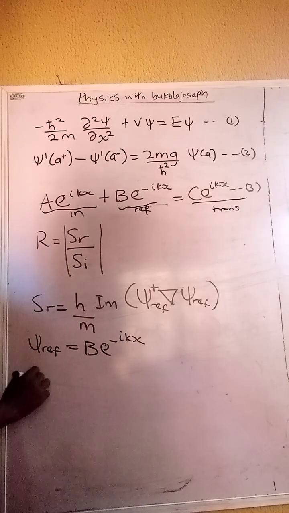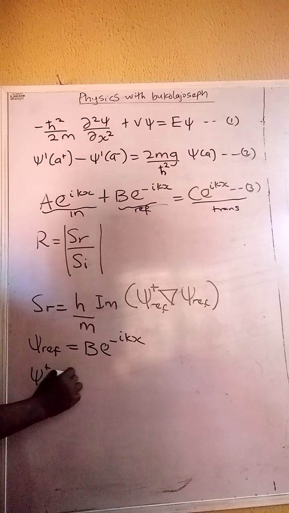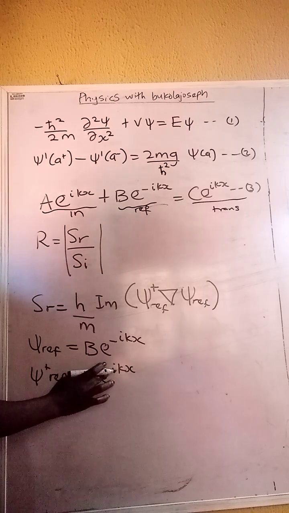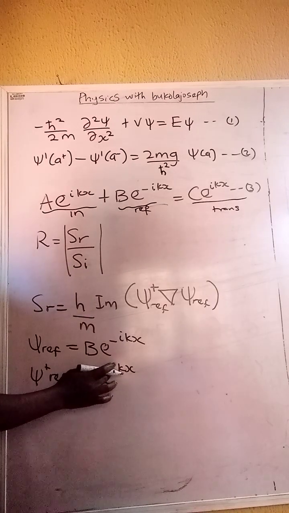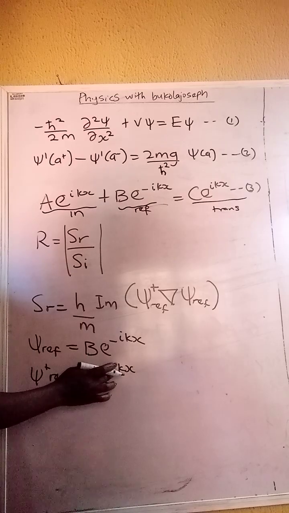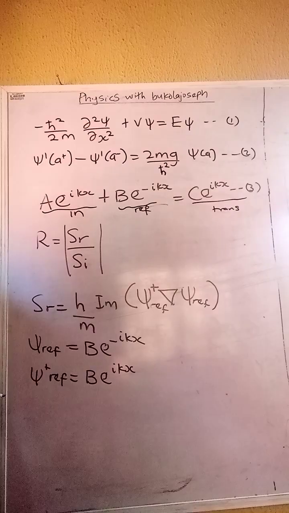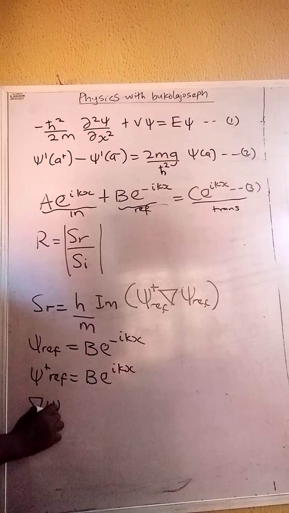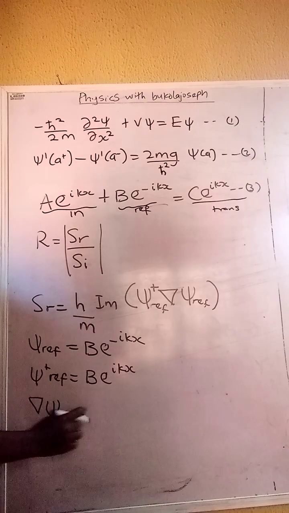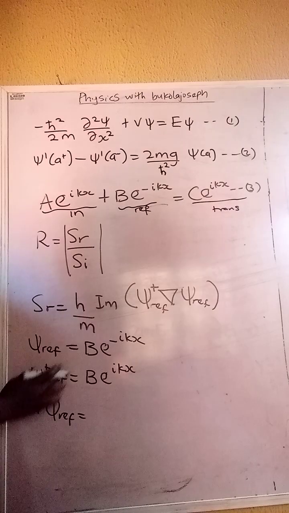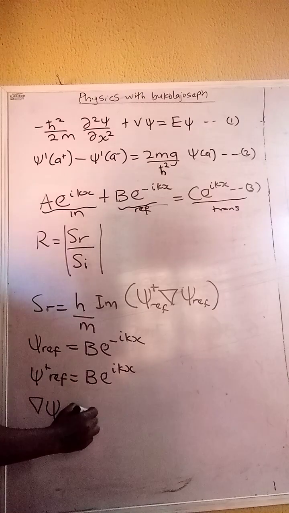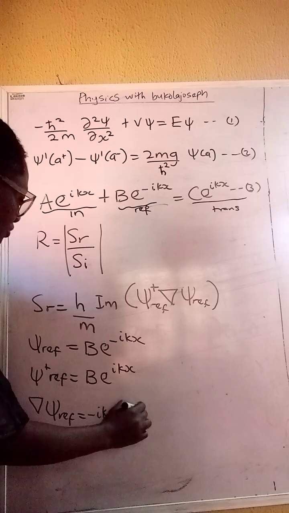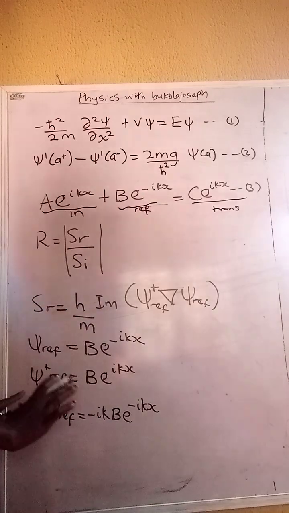So what will be psi dagger? Psi dagger, the conjugate of this, will now be B exponential IKX. This will not carry a minus sign, because of this complex number that we are having here. Now we have this. It means we are differentiating psi with respect to x, so it's going to give us minus ikb exponential minus ikx.